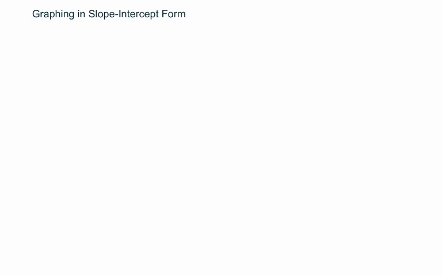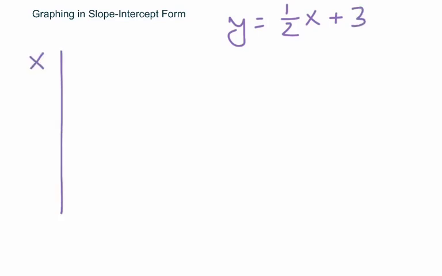So let's consider this. Well, not that. That was a mess. Let's consider this equation right here: 1/2 x plus 3. And we're going to build our table with this. I'm going to pick 0. I always tell my students to pick 0 because zeros are nice.